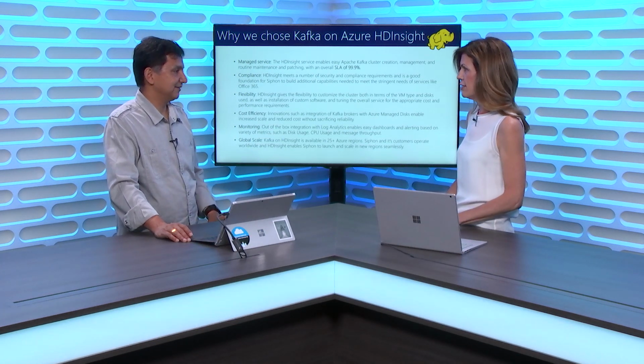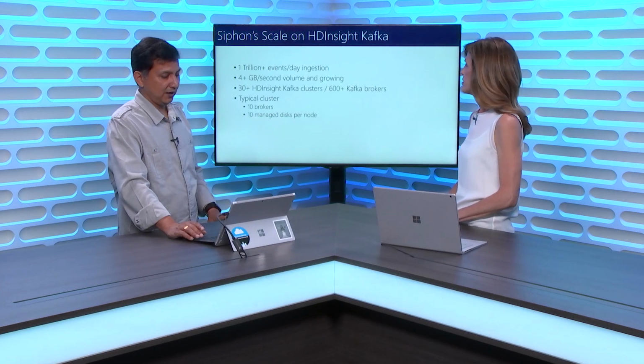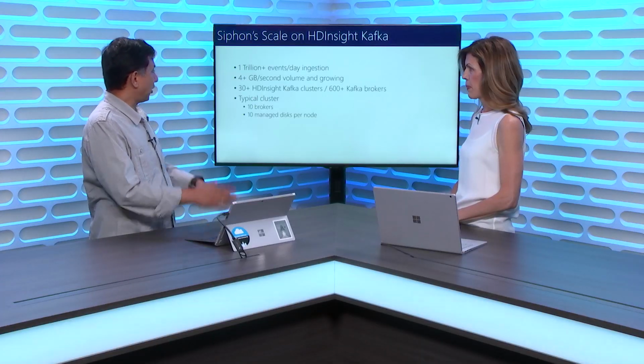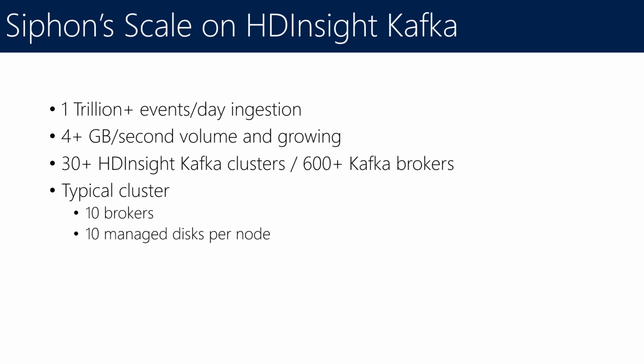Exactly. Great. So I'll just summarize the scale that we have with Siphon, because I think it may be interesting for some of the viewers to know this. Overall, across all the clusters that we have on Apache Kafka on HDInsight, we have over 1 trillion events per day, and we think that's pretty significant volume, and it's still growing. So we are happy that HDI Kafka has helped us to scale to this level, and we're looking to continue to grow.